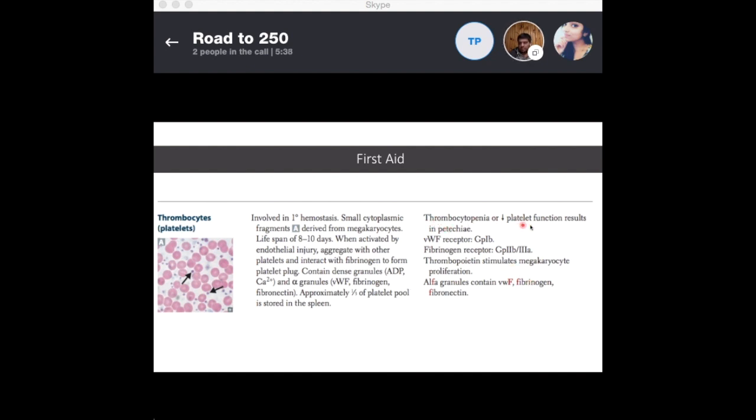Thrombocytopenia or decreased platelet function results in petechiae. We'll talk about that. And then von Willebrand's factor basically meets up with the glycoprotein GP1B, and fibrinogen receptors are the GP2B3A. Again, we will go through those in more detail.